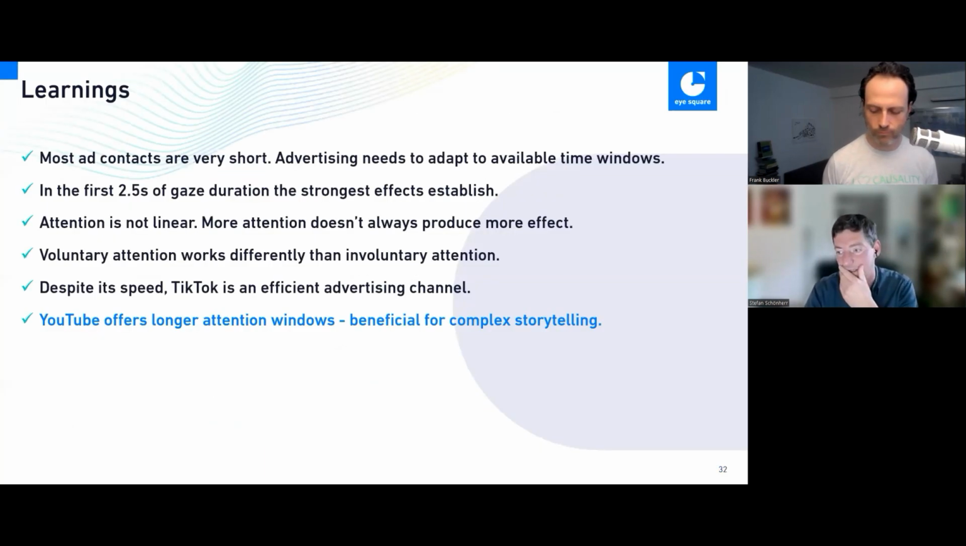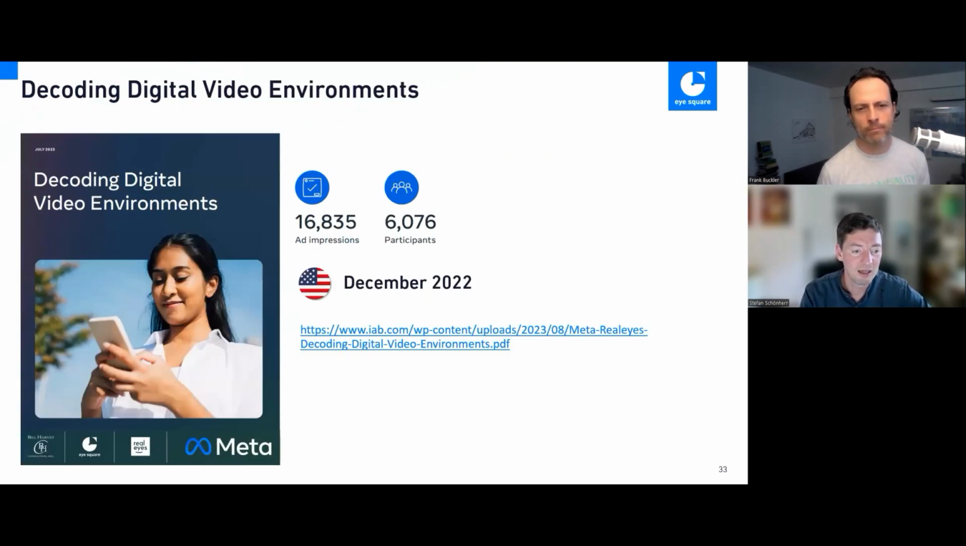All right. So now I come to my last case, we have a little bit of time left, which is not really an EyeSquare case, but a real huge study we did together in collaboration with Meta and Real Eyes. Real Eyes is another partner we work with a lot, especially in the US. What we do is the in-context part, so we can, as you've learned now, send people to different platforms and make sure that they have contact to different ads there.